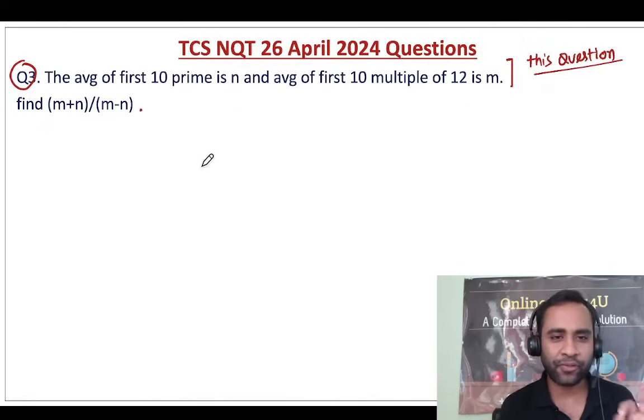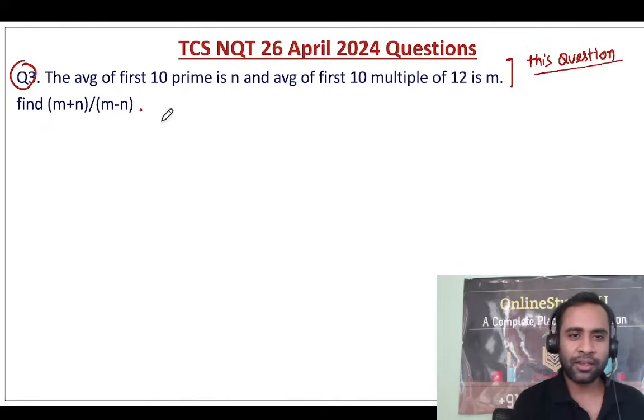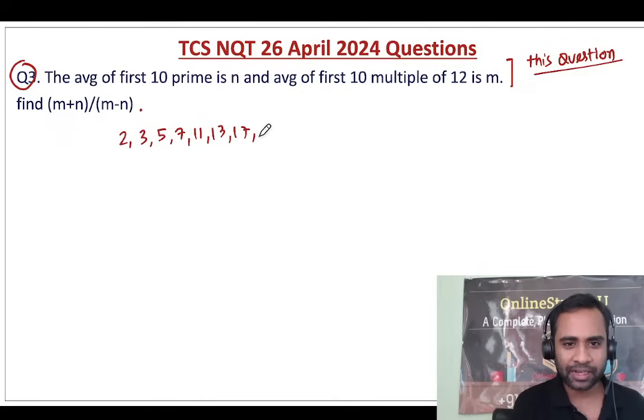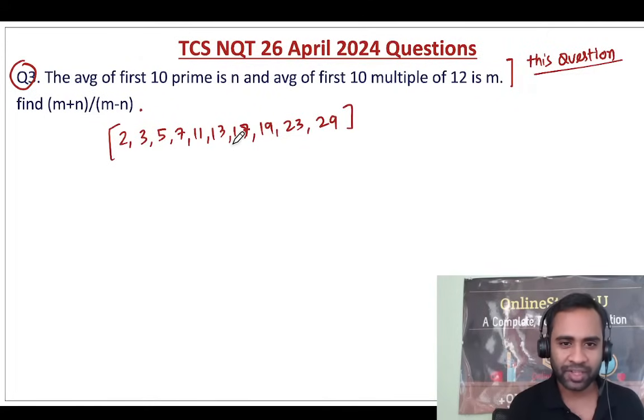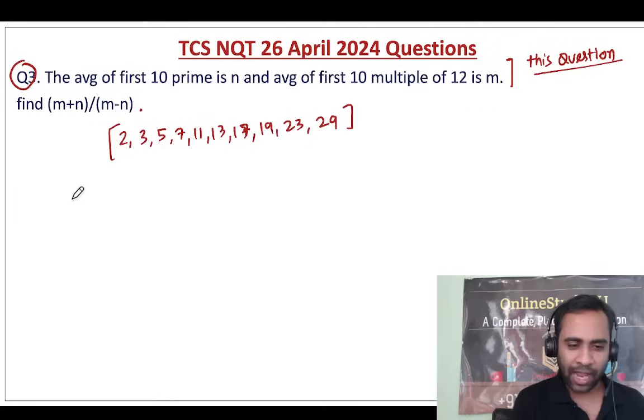So the average of first 10 prime numbers is n. What are the first 10 prime numbers? 2, 3, 5, 7, 11, 13, 17, 19, 23 and 29. So these are our first 10 prime numbers. Average is n. Average will be sum divided by number.